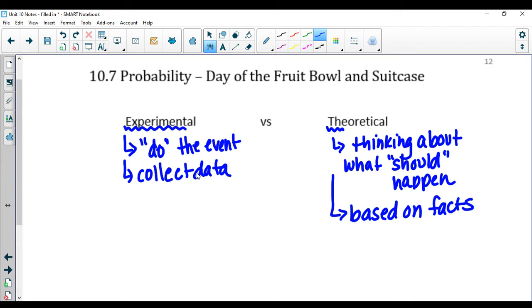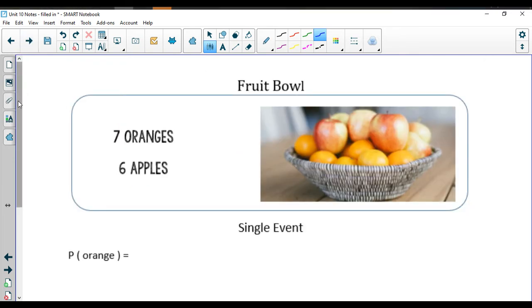In terms of experimental probability, this is not based on facts, but it is rather based on doing our event and collecting our data. For today, in our notes problems, we are going to continue with our theoretical probability and thinking about the favorable outcomes compared to the total outcomes.